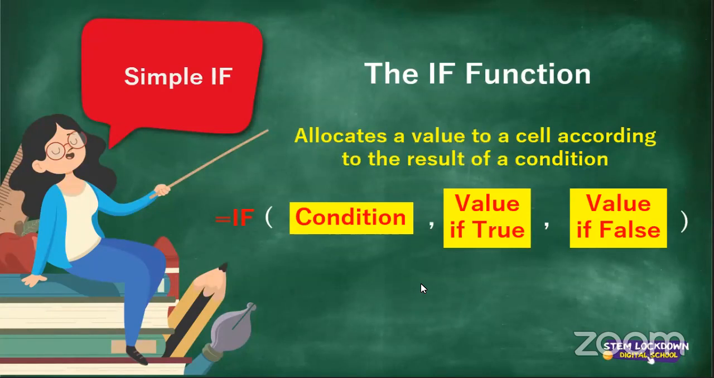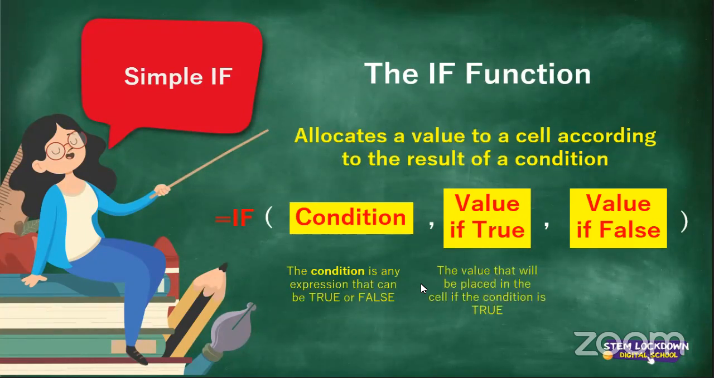So just to elaborate further, the condition is any expression that can be true or false, right? Like boy, girl, yes, no, things like that. Then the value that will be placed in the cell if the condition is true, that's our value if true. Then the value that will be placed in the cell if the condition is false. Now, you know how it's like with computer applications. It always makes sense when you actually do it on the actual file. All right, so let's go to our file.